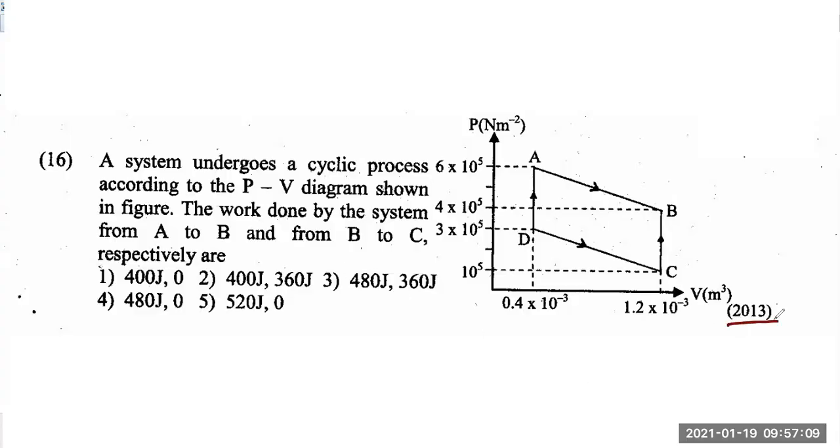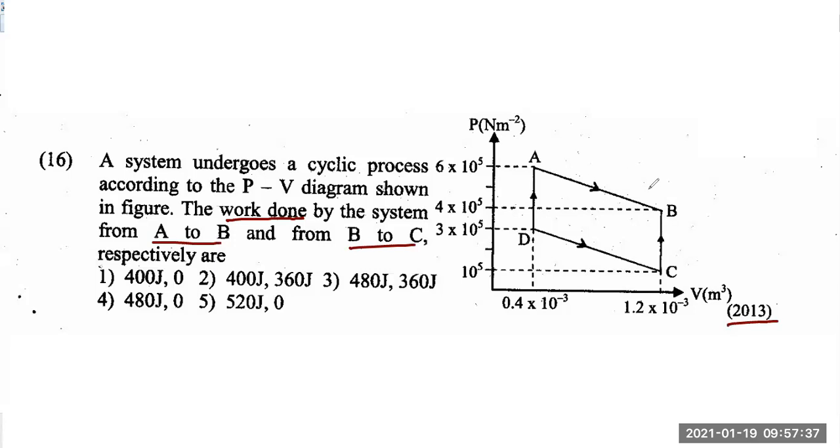2013, thermodynamics question from 2013. A system undergoes a cyclic process according to the PV diagram shown in the figure. The work done by the system from A to B and from B to C. We have to be careful, because they are talking about two different processes. So work done from A to B, and first of all, work done from B to C.